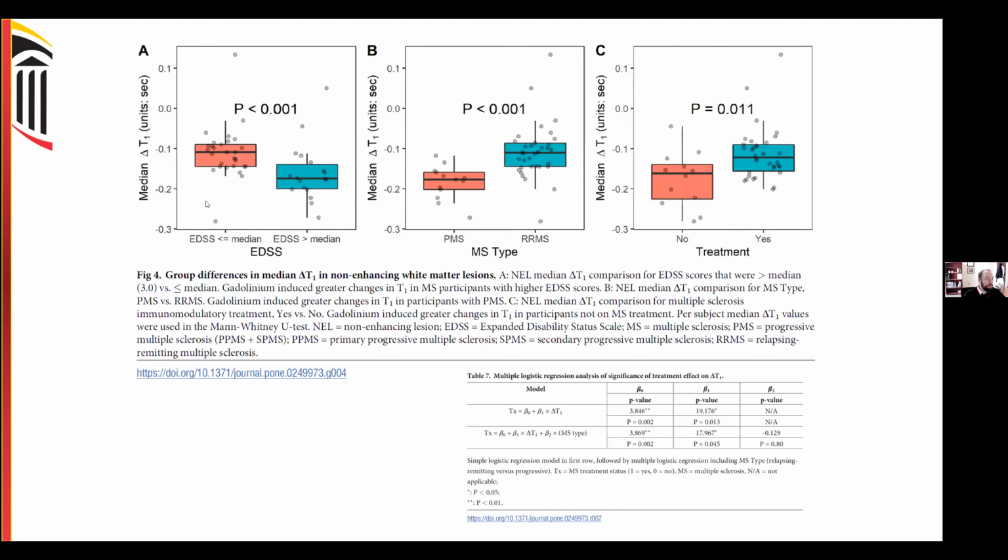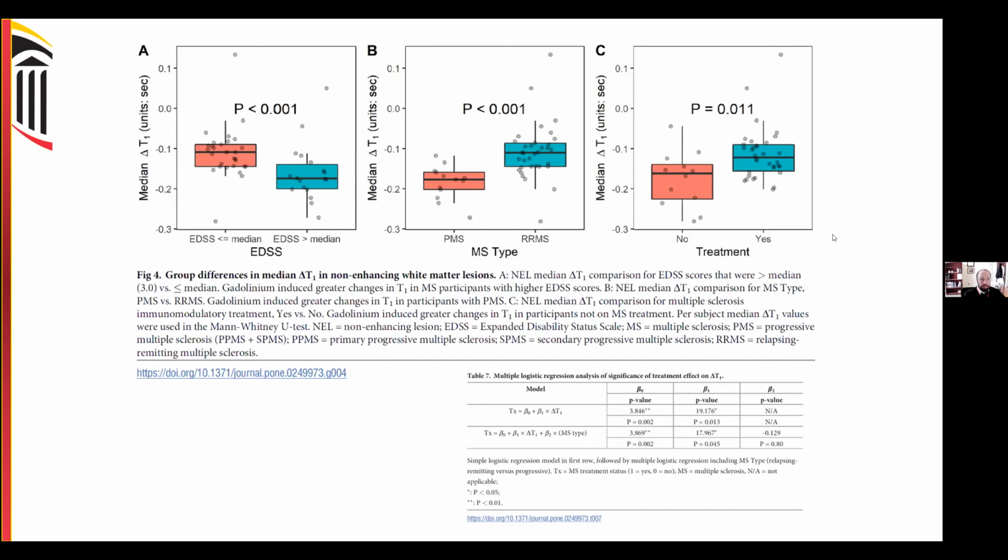So patients who have a higher EDSS score, so again, indicating a higher level of disability, they had a larger shift in their T1, so a bigger, more negative delta T1 value in those patients. Patients with the more disabling progressive forms of MS, similarly, a larger delta T1 in those patients.